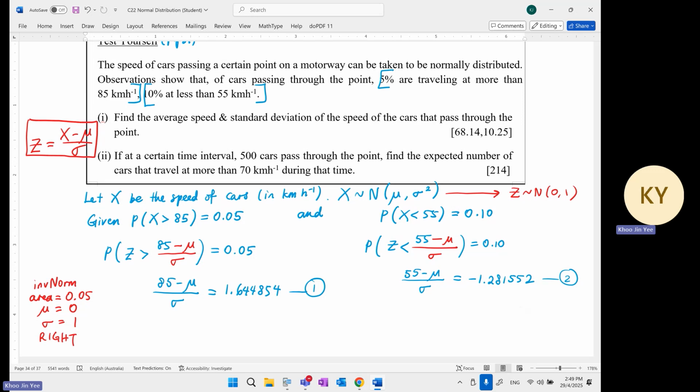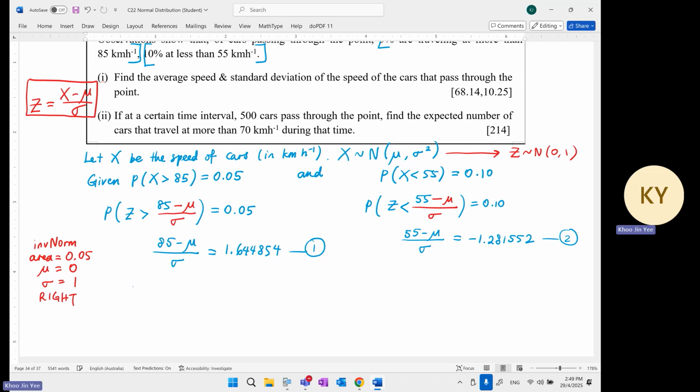Okay, now because of this, the next step, right, you don't need to do the hard work. You just use your GC to solve 1 and 2. So your mean would be equals to 68.14. Your standard deviation would be equal to 10.25, which is roughly 10.3.